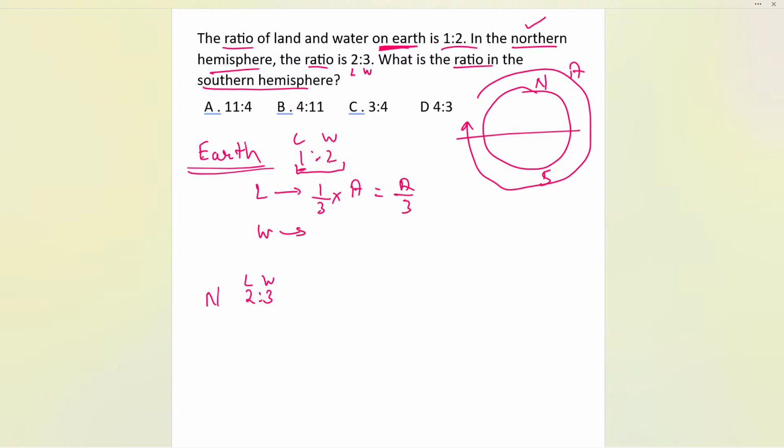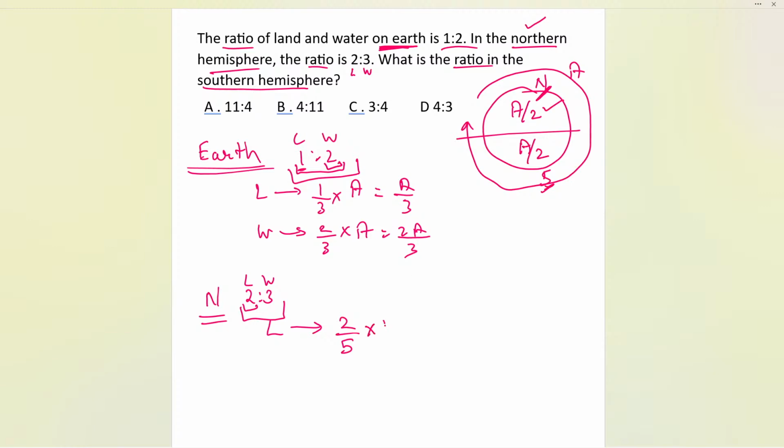Now let us talk about water. It is 2 out of total 3. 2 parts out of 3 times of what? Total A. It will be 2A by 3 is the water we have over here. Now let us move to the northern region. In the northern region, the land portion is 2 parts out of total 5. Now, this northern region is half, and the southern region is also half. So for the northern region, I'll multiply with A by 2 because this is the overall part that is present. Now let us simplify. A by 5 is the land.